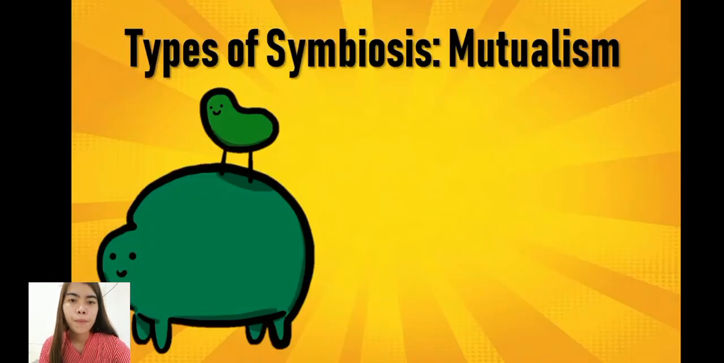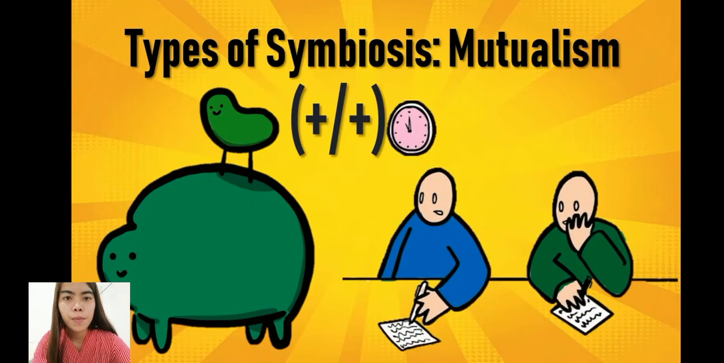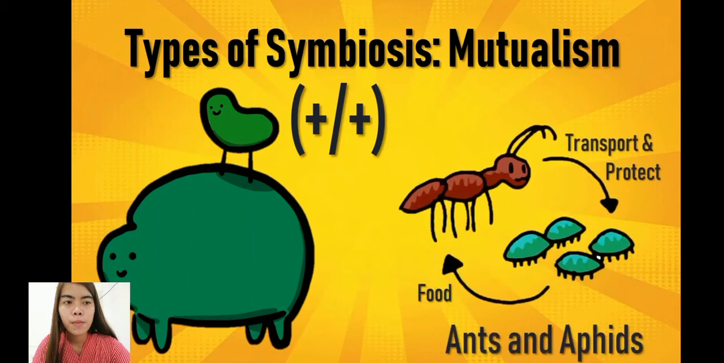Mutualism is a type of symbiotic relationship wherein both the species benefit from each other, just like you and your friend helping each other for an exam, except for the fact that you two belong to the same species. A good example of mutualism is that of ants and aphids, who support each other. Ants can transport aphids to new plants to eat, and they can bring them inside the ant hill when it is too cold outside and protect them from predators like ladybugs.